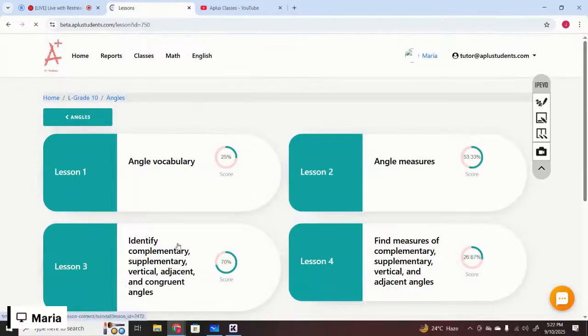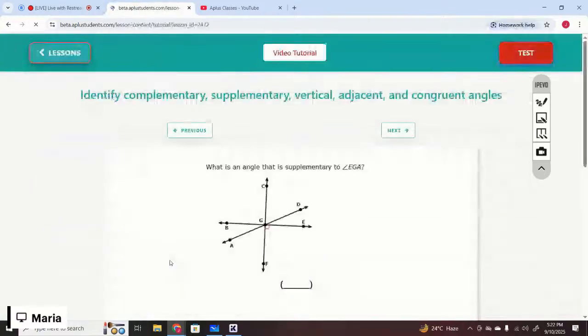Identify complementary, supplementary, vertical, adjacent, and congruent angles. Let's just start with the lesson.